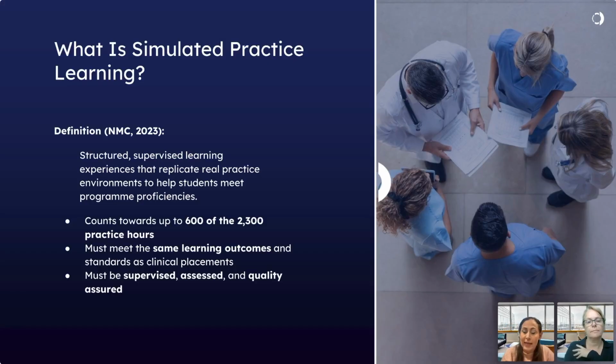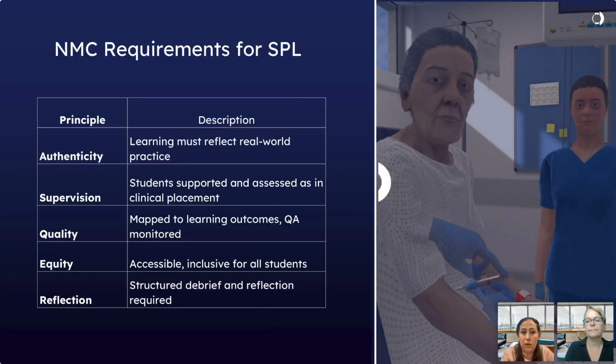It's to do with that CHSE guidance that we have in the UK, and making sure that our simulated practice learning adheres to all of that. So requirements for the SPL. So we've got a lovely table. So it's to do with authenticity, supervision, quality, equity, and also reflection.